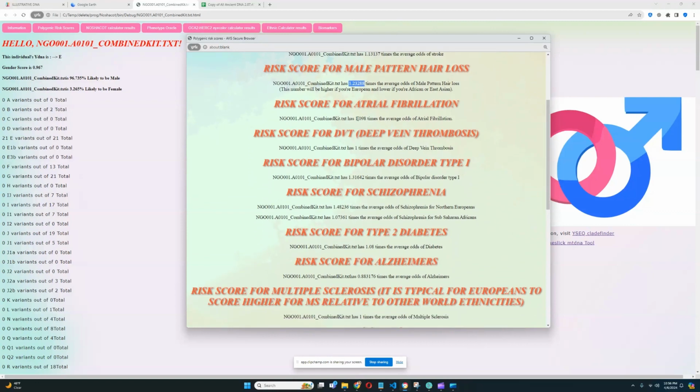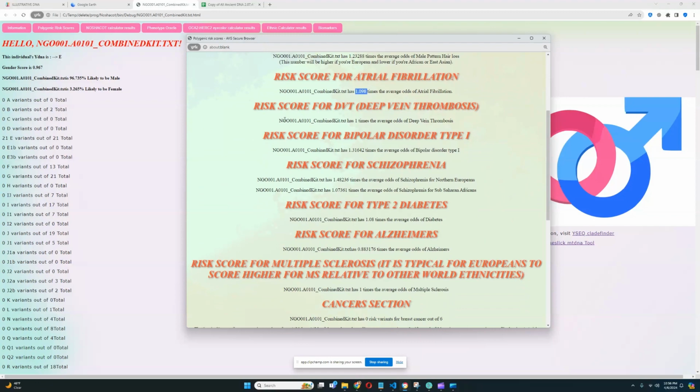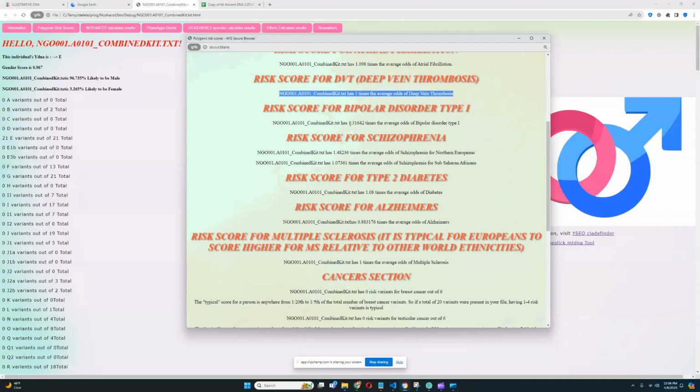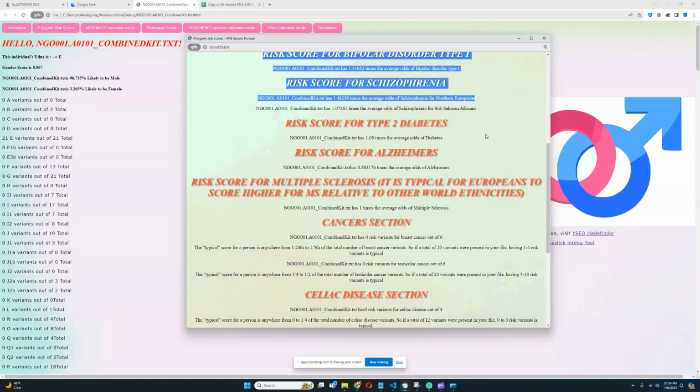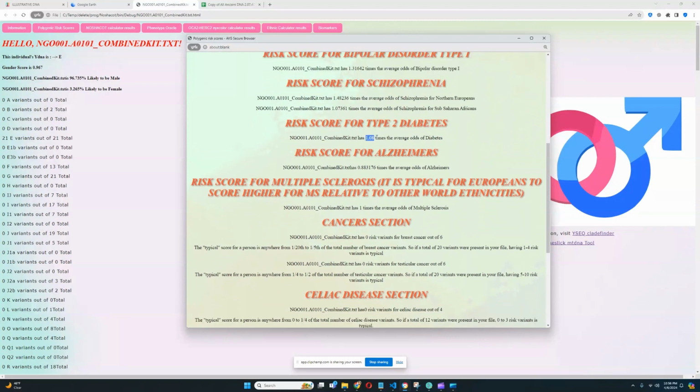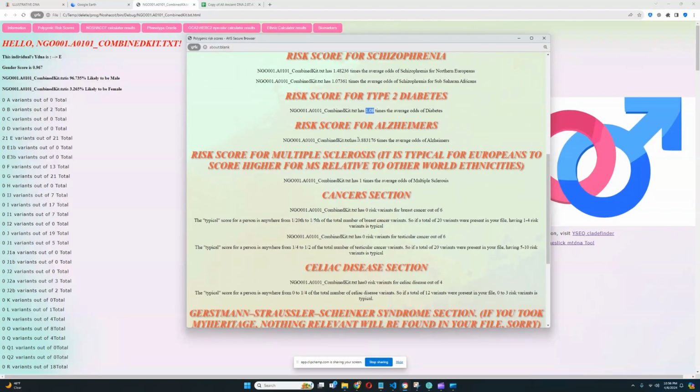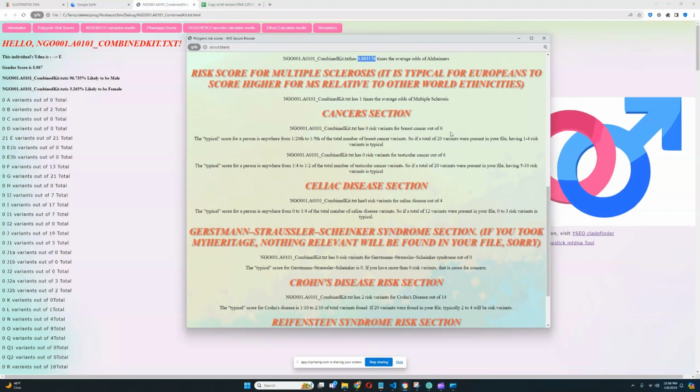It looks like he's got a pretty much spot-on average score for atrial fibrillation. Nothing relevant was found for DVT. It looks like he's got higher than average odds for bipolar type 1 and also higher than average odds for schizophrenia, which is quite typical for sub-Saharan Africans to score higher for both of these illnesses. For type 2 diabetes, it looks like he's got pretty much spot-on average odds for type 2 diabetes and slightly below average also for Alzheimer's.